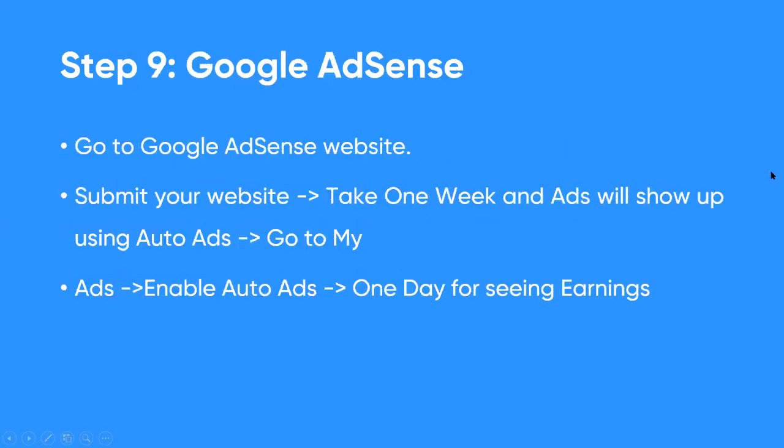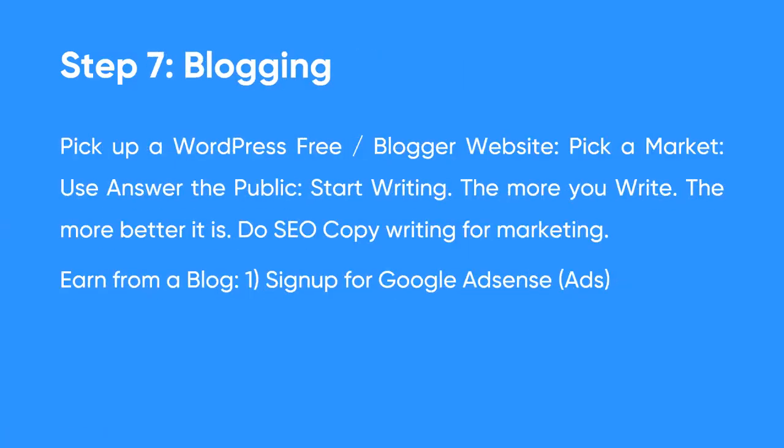Let us see what are all the rules. Okay, just a second. Blogging: pick up a WordPress or free blogger website. Pick up a market. Use Answer the Public. Start writing. The more you write, the better it is. Okay, do SEO copywriting for marketing. I'll tell you what SEO copywriting is later on.